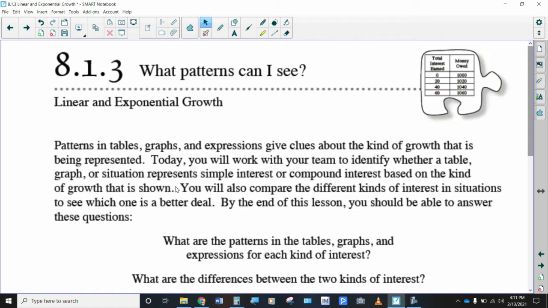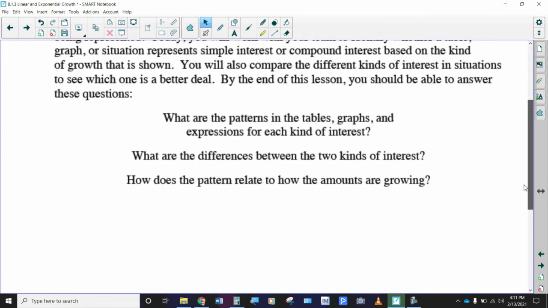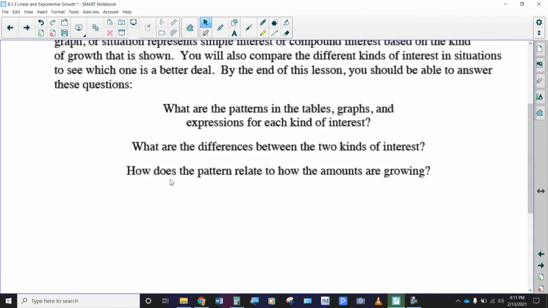Today, you will work to identify whether a table, graph, or situation represents simple interest or compound interest based on the kind of growth that you see. You will also compare the different kinds of interest in situations to see which one is the better deal. By the end of this lesson, you should be able to answer these questions. What are the patterns in the tables, graphs, and expressions for each kind of interest, what are the differences between the two kinds of interest, and how does the pattern relate to how the amounts are growing?